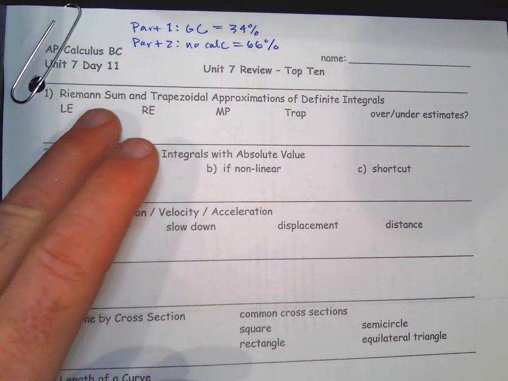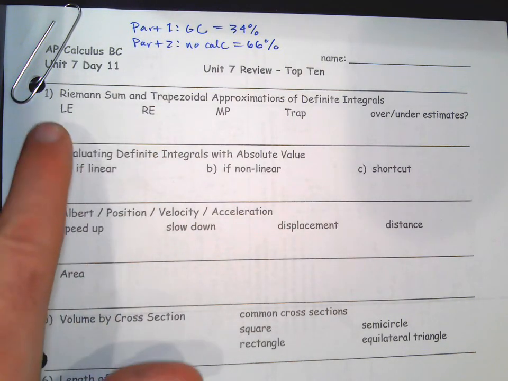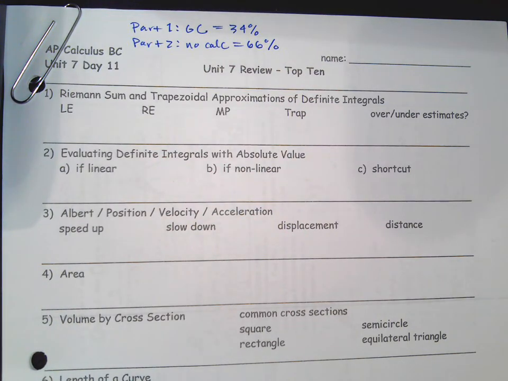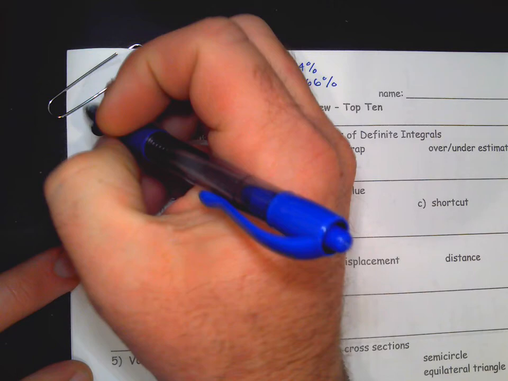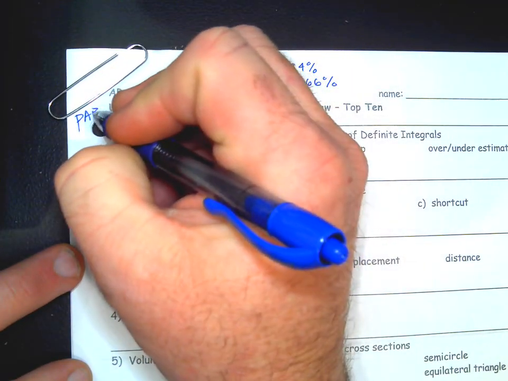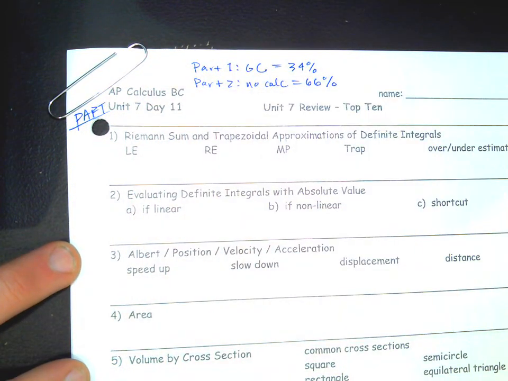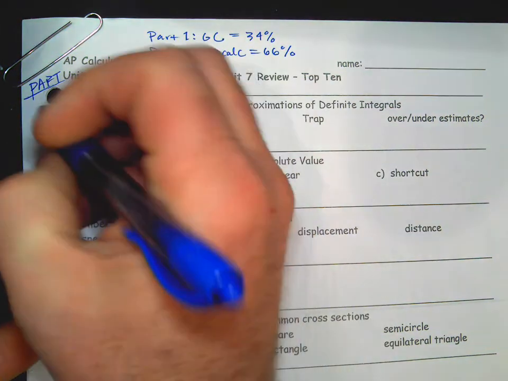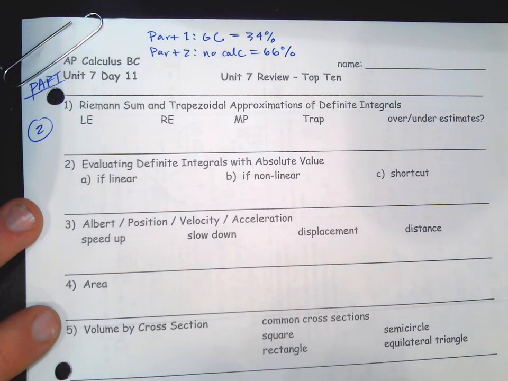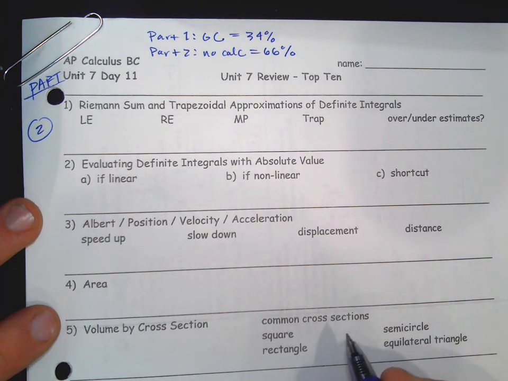As I review these topics, I'm going to put a number on the left side indicating which part it is on. So for instance, Riemann sums will be on part 2, no calculator. It kind of makes sense. They're more by-hand problems.